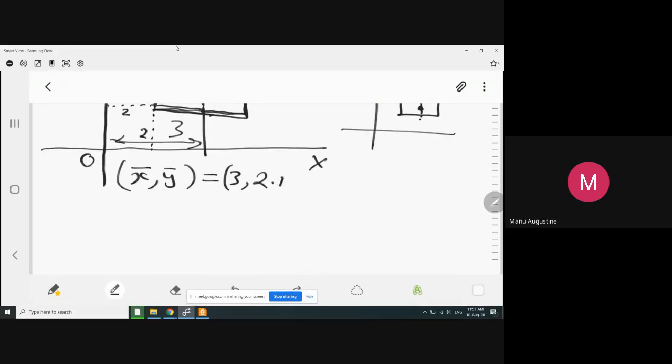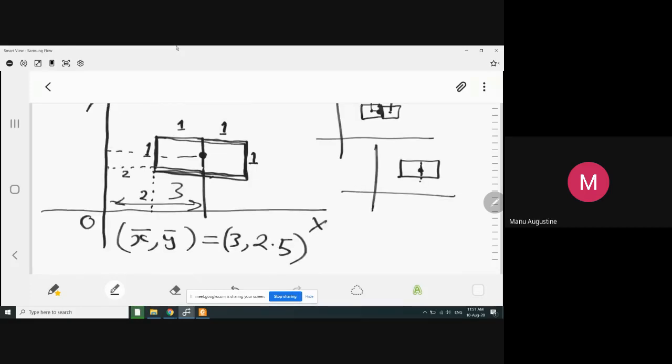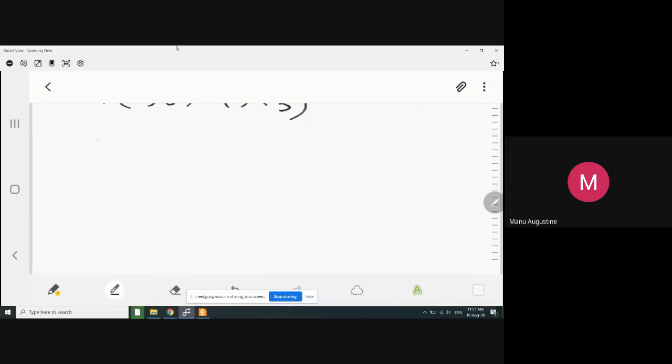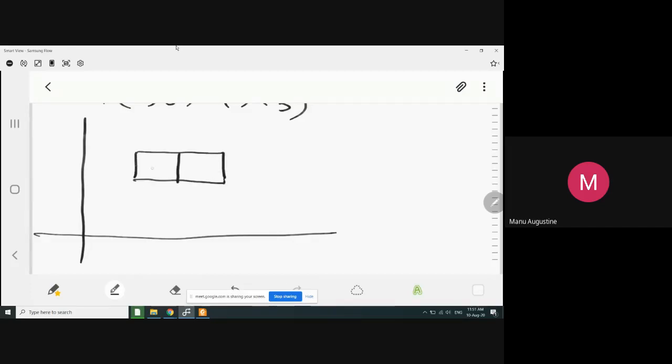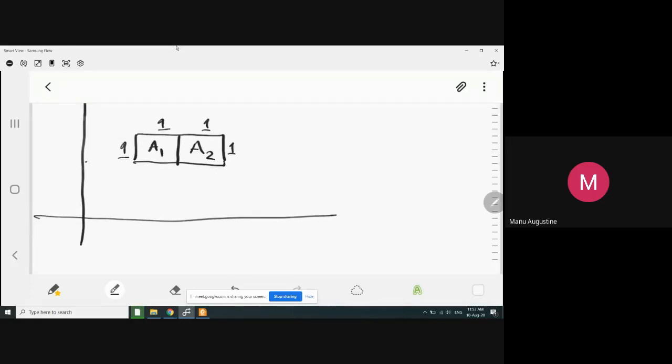So our answer is 3 comma 2.5 for this composite area. Now let us see how the method of moments works. I will redraw the figure. This is my composite area. This is 1, this is 1, this is 1, this is 1. So let me call it area number 1 and let me call it area number 2. These distances are also given. This is 2, this is 2. Now we are studying method of moments.